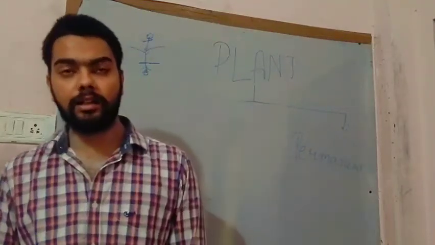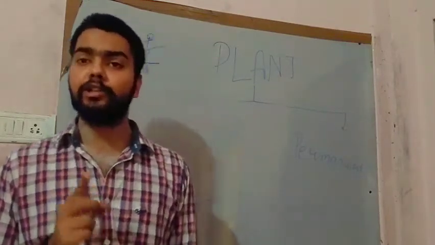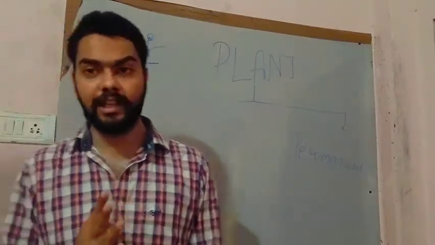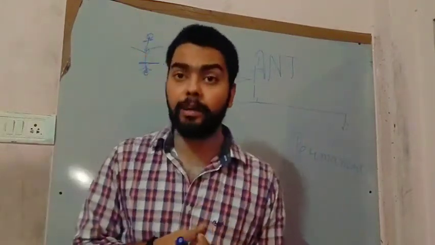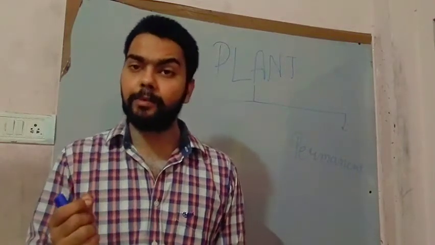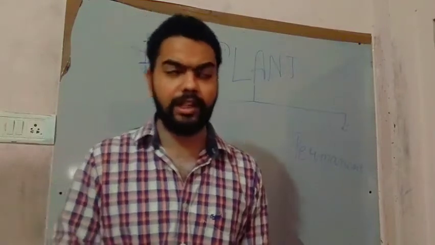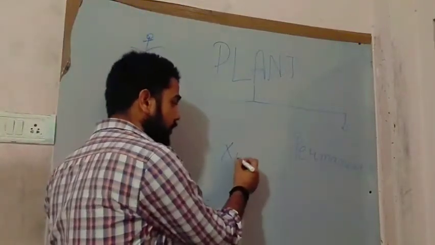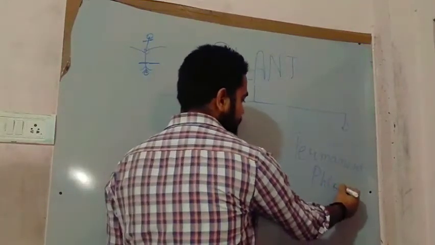Next one was supporting tissue. There are three types of supporting tissue: parenchyma, collenchyma and sclerenchyma. Parenchyma provides support to the softer parts of the plant. Collenchyma provides mechanical support to the plant, and sclerenchyma to the organs, for example fruits. Next and the last one is the conducting tissue. Conducting tissue are also of two types: xylem and phloem.